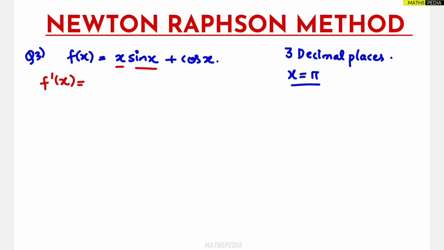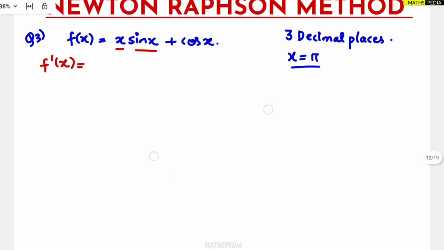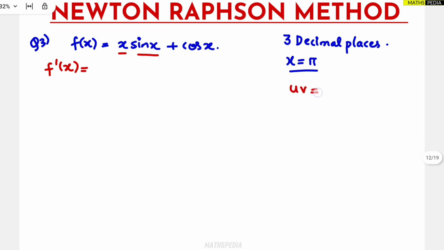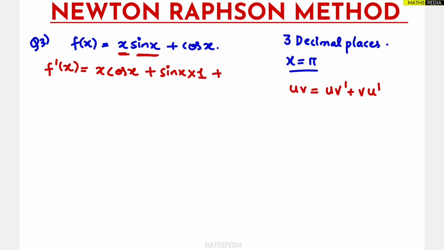Here these two are functions of x, so we have to apply the product rule to find the differentiation. F dash of x means differentiation with respect to x. So the UV rule, I hope you know, basically means the product rule: first into differentiation of second plus second as it is into differentiation of first. First function I will consider x. x into differentiation of sin x, which is cos x, plus sin x as it is into differentiation of x, which is 1. Then plus cos x, whose differentiation is minus sin x.